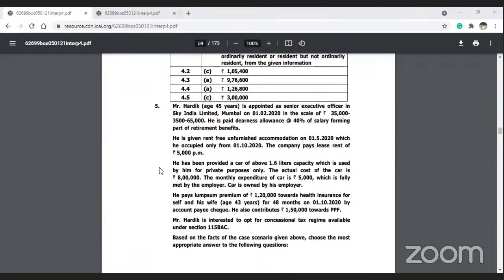Where are you reading this? It is on page number 7.3. Which point? Point number 7.30. Sorry. Okay, that's why. My mistake. Sorry.